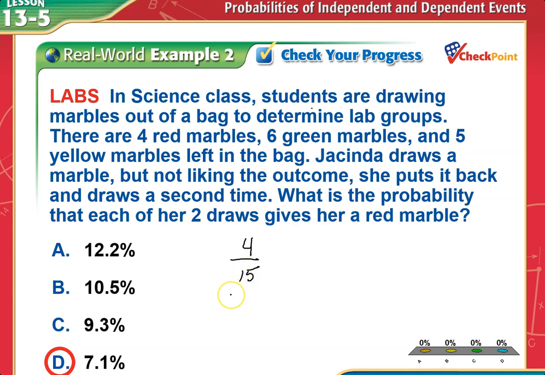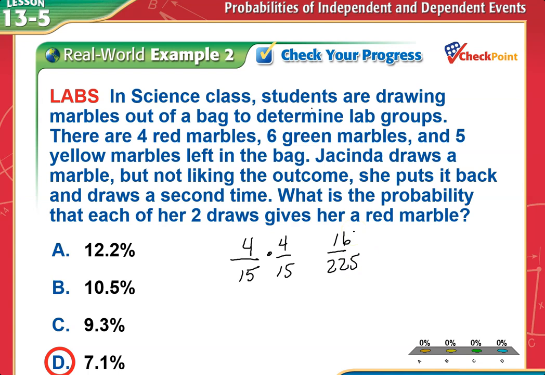4 out of 15, because 4 plus 6 plus 5. Then if she puts it back in, her odds of picking a red marble again are also 4 out of 15. So we're going to take this and get 16 out of 225. And then in a calculator, you can take 16 and divide by 225.